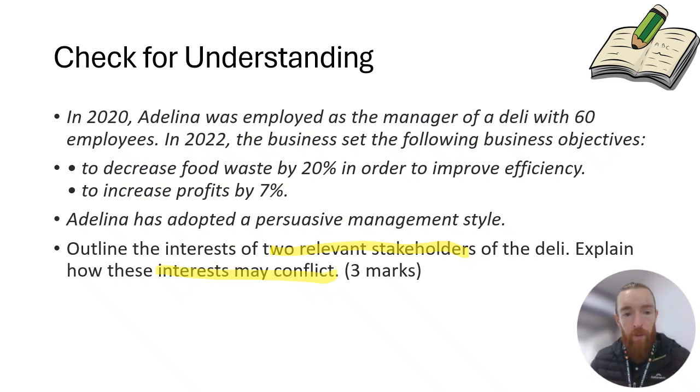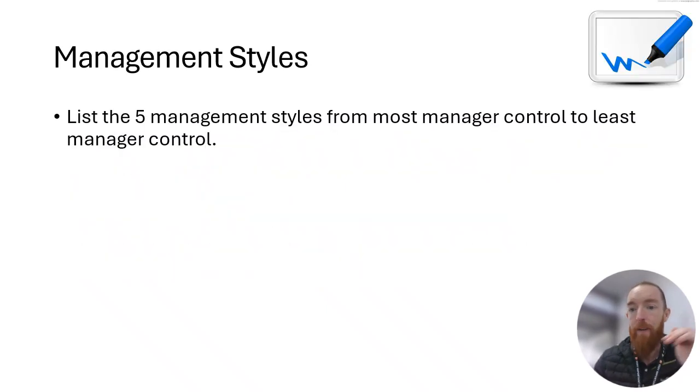So like I said before, we've got these profits increasing by 7%. As soon as we have that, I'd be thinking owners. So owners want a return on investment. That's their vested interest. Straight away, we can have that. Then she wants to decrease food waste by 20% to improve efficiency. That would make me lean towards employees, and we could talk about the fact that the want for increasing return on investment for owners could conflict with employees who want good working conditions and fair pay. Making them do more work to improve that efficiency may actually make their working conditions worse, and therefore they're at conflict. Excellent.